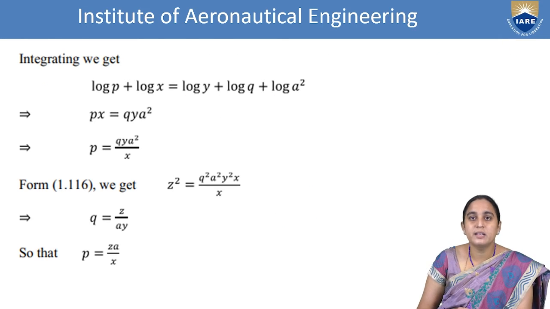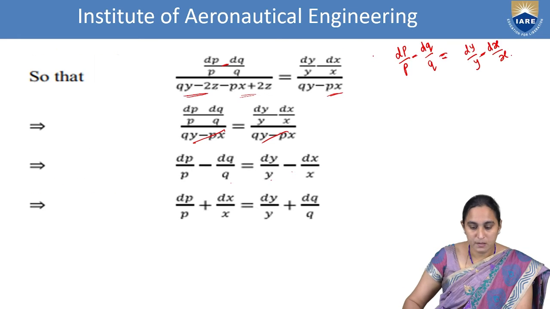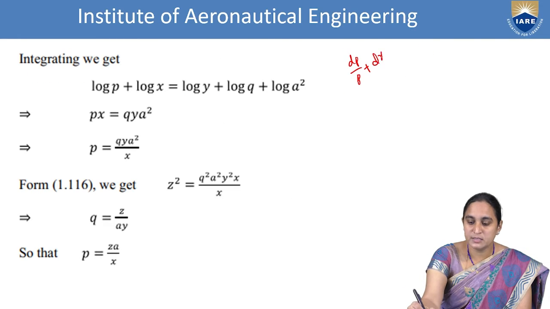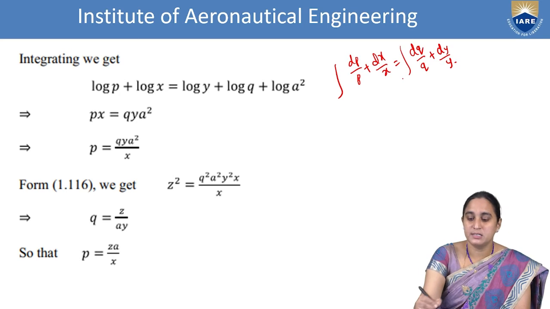Okay, now integrating on both sides, that is dp by p plus dx by x is equal to dq by q plus dy by y. This is the above step.